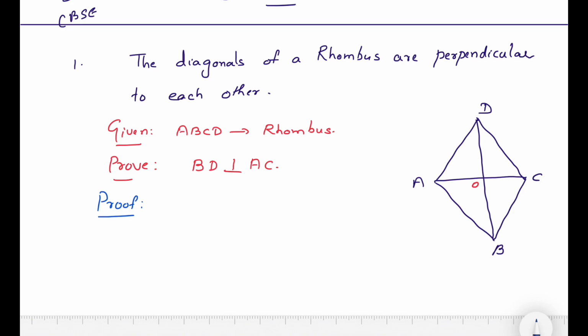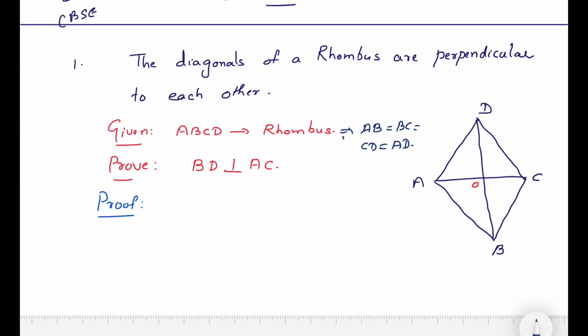So given ABCD is a rhombus, that means all the sides are equal. That means AB equal to BC equal to CD equal to AD. That is the basic property of a rhombus. And now you have to prove BD is perpendicular to AC. That means angle AOD, AOB are all 90 degrees.